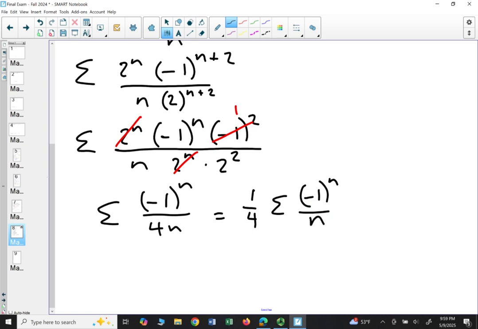Okay, perfect. What does this mean? So if we remember, our summation negative 1 to the n over n is known as our alternating harmonic series. And just remember that this would converge by the alternating series test.